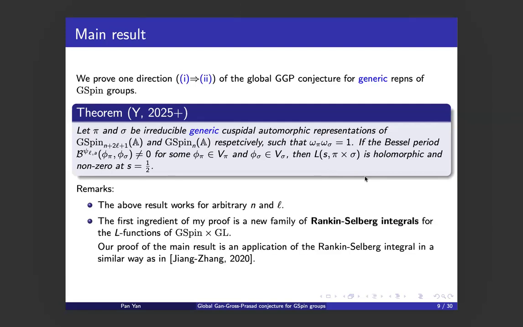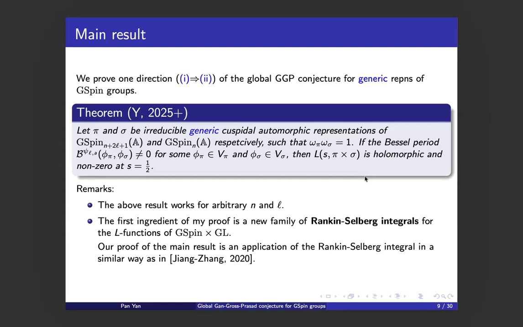The first ingredient of my proof is a new family of Rankin-Selberg integrals for the L functions of GSpin times GL. Our proof of the main result is an application of the Rankin-Selberg integral in a similar way as in Jiang and Zhang's work.